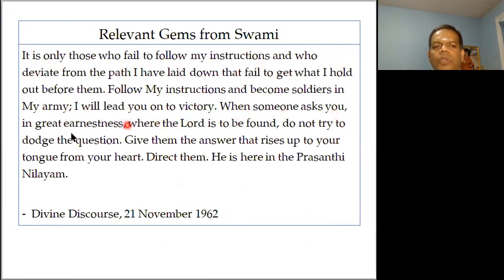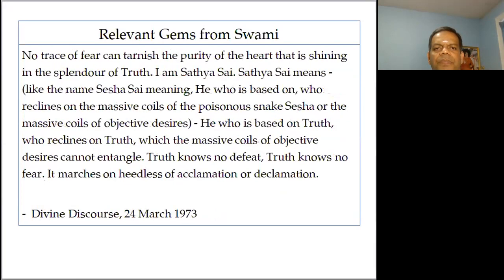When someone asks you in great earnestness where the Lord is to be found, do not try to dodge the question. Give them the answer that rises up to your tongue from your heart. Direct them. He is here in Prashanti Nilaya. So Swami is talking about Shayana, one who reclines on the truth. So all those who recline on the truth, to those we bow down. Shayanebhyascha Vo Namaha. One more excerpt.